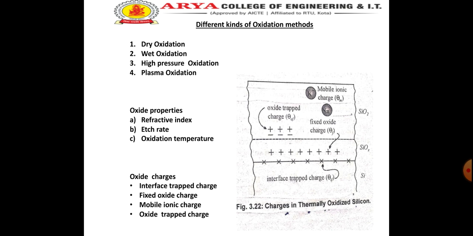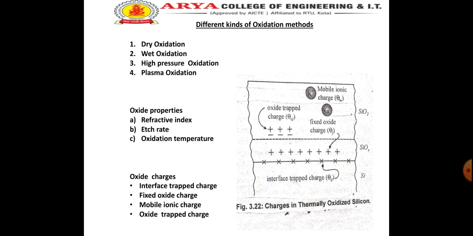Oxide properties. In oxide properties, the refractive index of dry oxide decreases with increasing temperature. The etch rate of thermal oxide varies with oxide density and with oxidation temperature. High pressure oxidation grown at high temperature exhibits high index of refraction, higher density and slower etch rate.